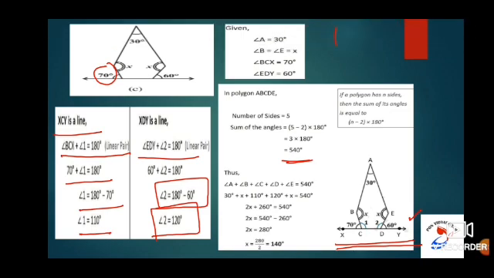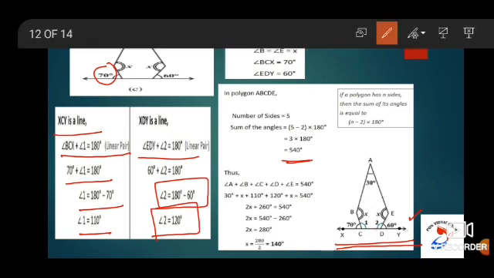So then you can take angle A plus angle B plus angle C plus angle D plus angle E is equal to 540 degrees. That is 30 plus x plus 110 plus 120 plus x is equal to 540 degrees. On solving this equation, 2x plus 260 is equal to 540. So 2x is equal to 540 minus 260. So 2x is equal to 280 and the value for x is 280 by 2, that is nothing but 140 degrees.